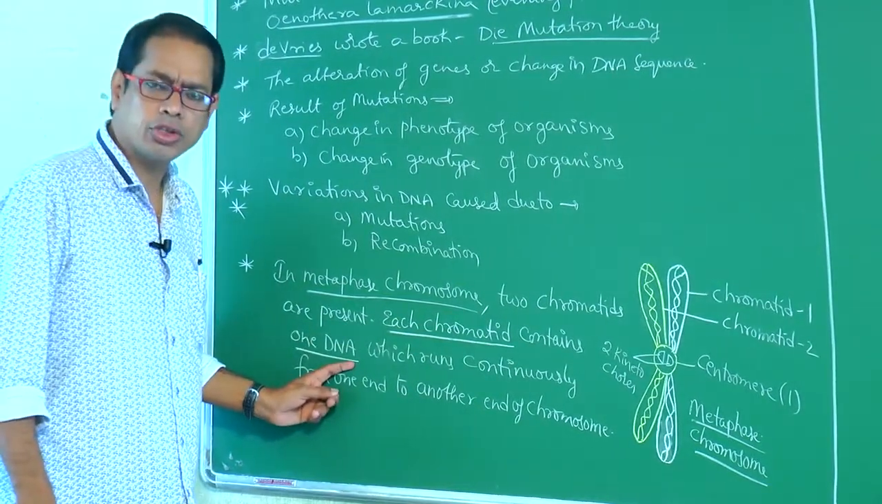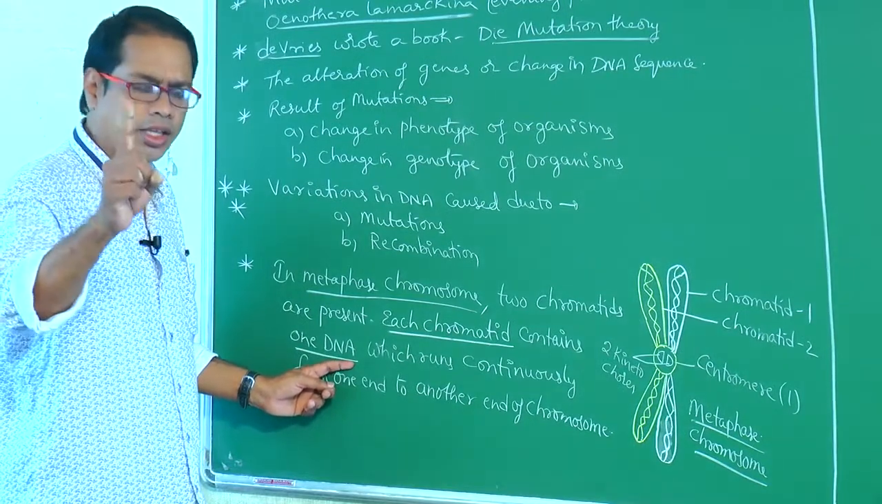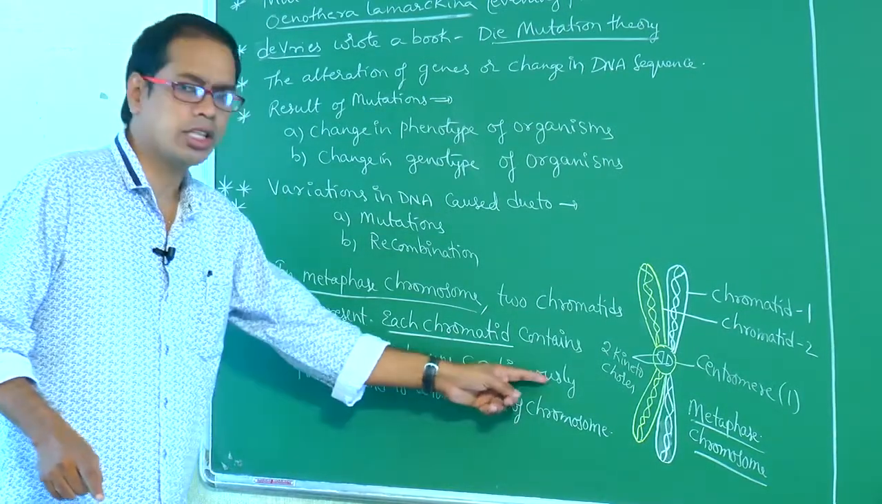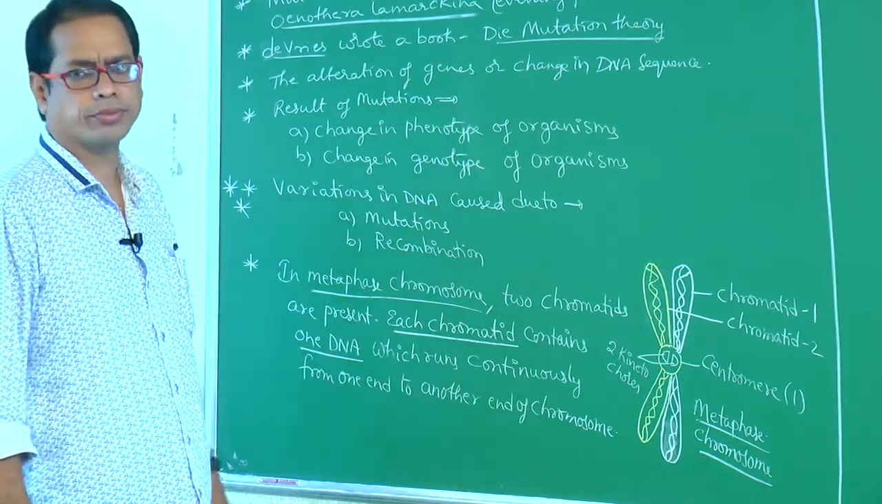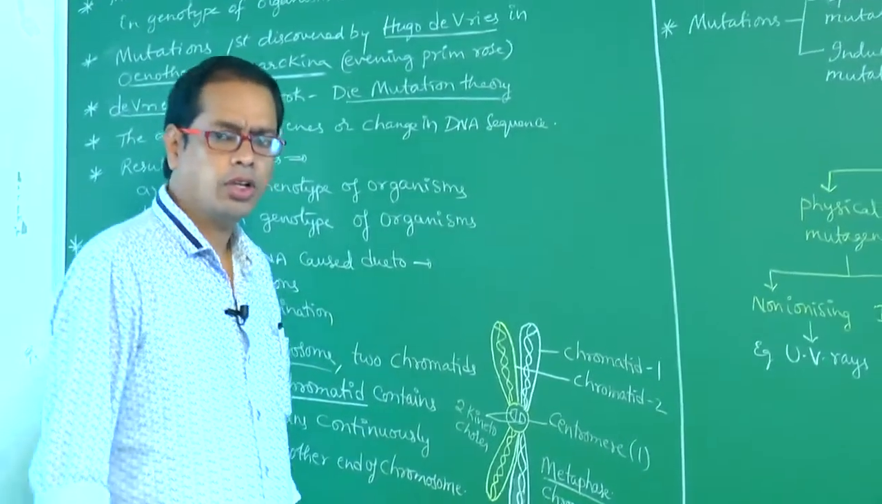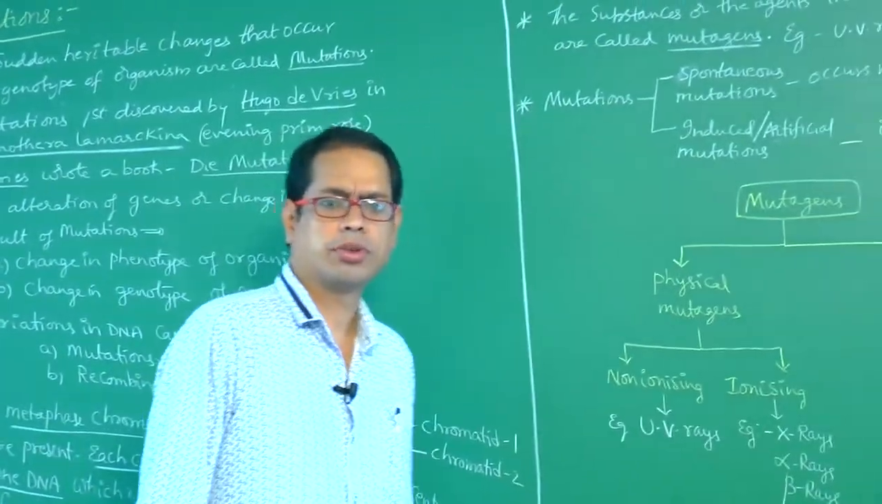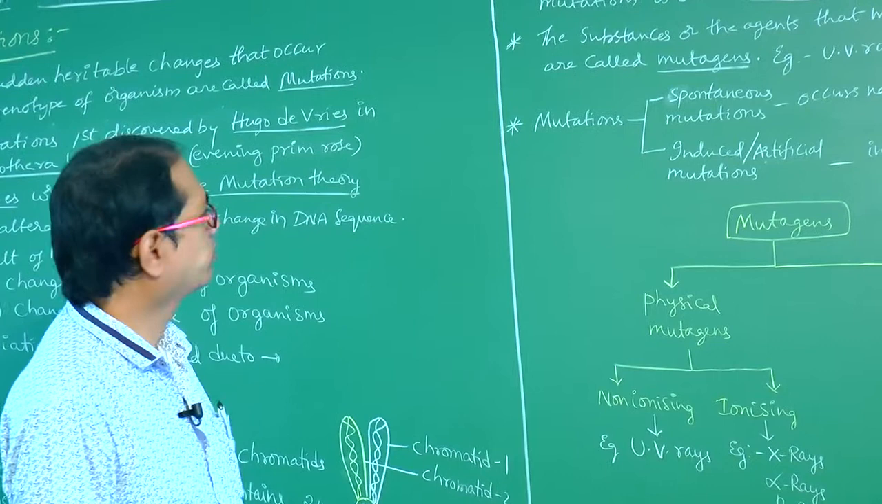Each chromatid contains how many DNAs? One DNA, which runs continuously from one end to the other end of the chromosome. Right.